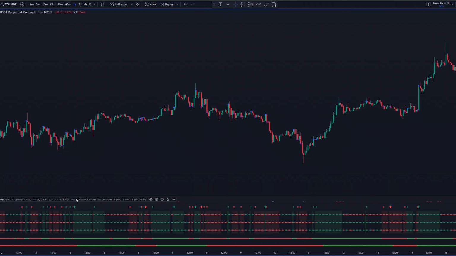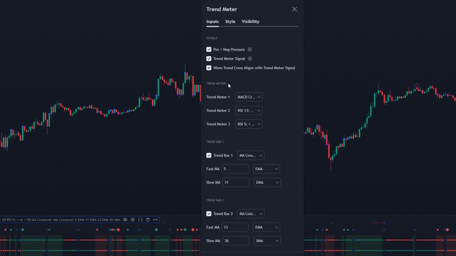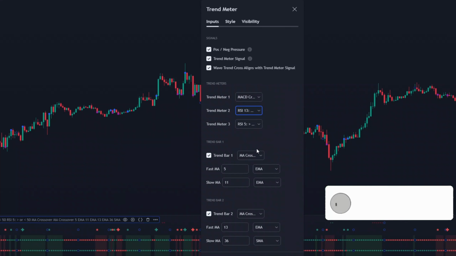By opening the trend meter indicator settings, we can quickly see that it combines the most popular indicators in order to give us a trend confirmation. It uses the MACD, the RSI, the moving averages, and other indicators. And we can combine different trend meter settings. We're gonna leave the default settings.